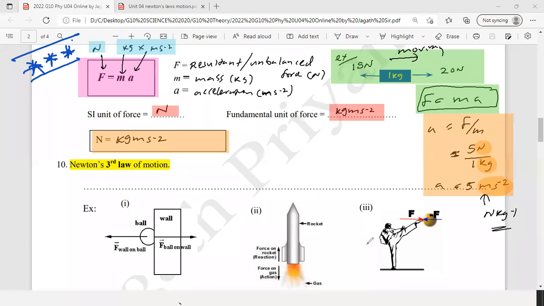Let's see. We'll apply the fundamental unit, then you'll get the answer. So I'll write here 5 Newton. Newton is the same as kg ms^-2. I'll write here kg ms^-2 divided by 1 kilogram. F divided by m. Then you get the answer nicely. How? Acceleration is equal to what? Kilogram gets cancelled. Look at the screen, everyone. Kilogram gets cancelled. What is left? ms^-2.